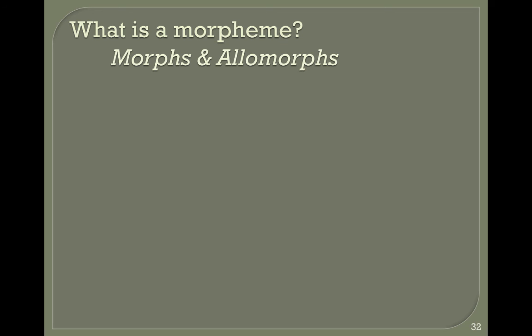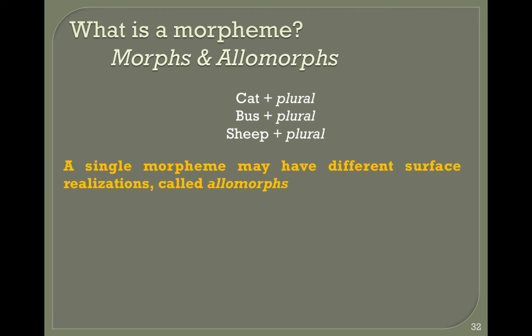Here's another case to think about. So say we want to add the same added morphological information to a variety of nouns. Let's take a look at how that will look. So we have cat, bus, sheep, and we want to make them all more than one. And that would look like this. For cat, we would just add S. For bus, we would have to add ES. And then for sheep, we wouldn't add anything at all.